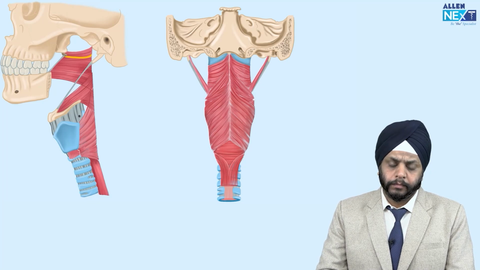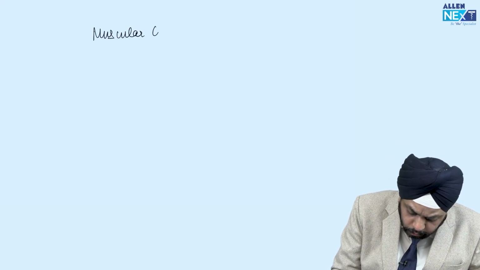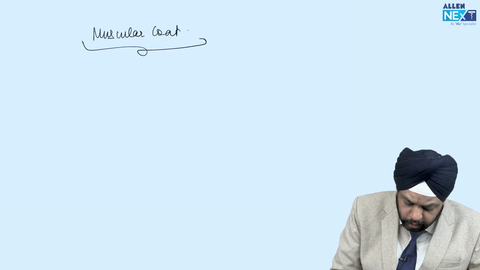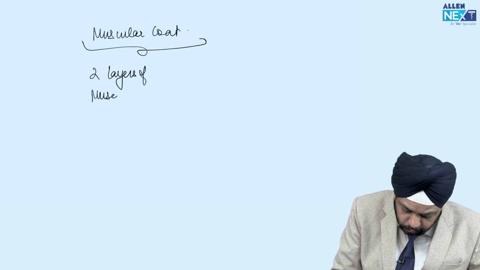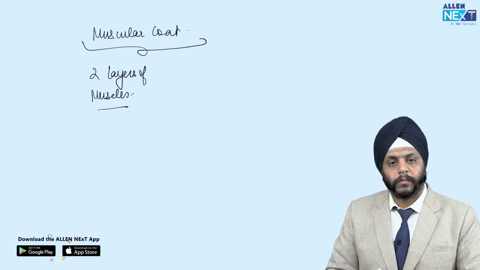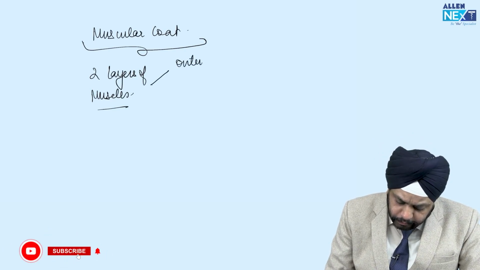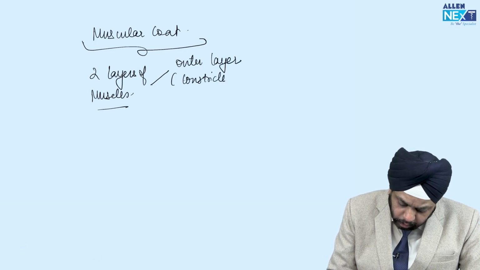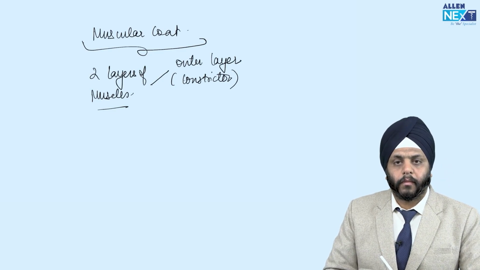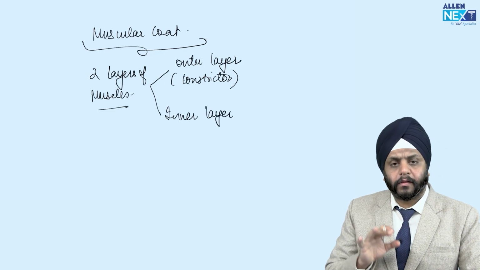What do we see? Now, before I explain this photograph to you, just remember that this muscular coat consists of 2 layers of muscles. Okay, 2 layers of muscles. Number 1 is the outer layer. Okay, this consists of constrictor muscles. Right? Number 2 is the inner layer. So we'll be discussing both the layers.